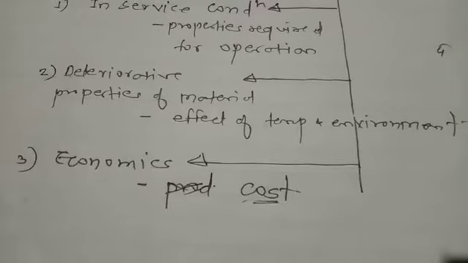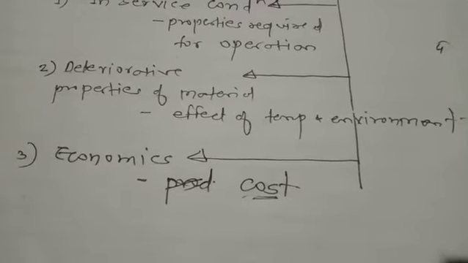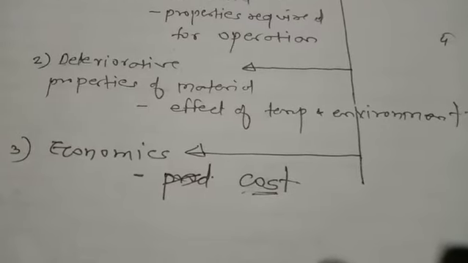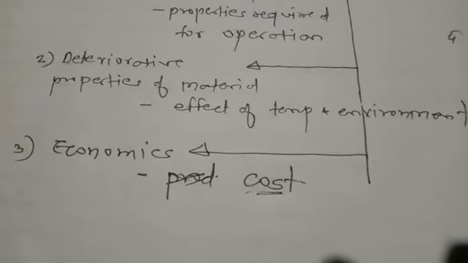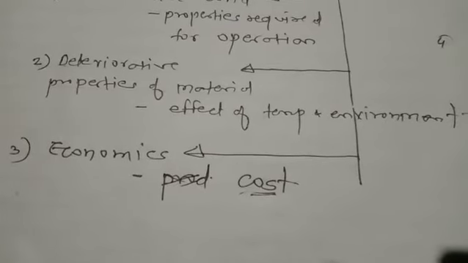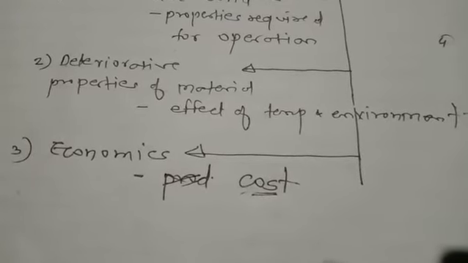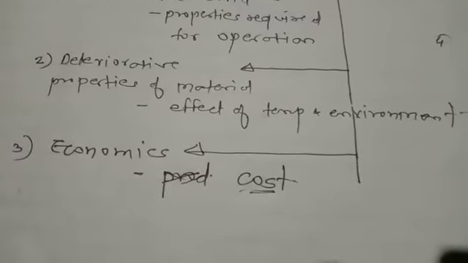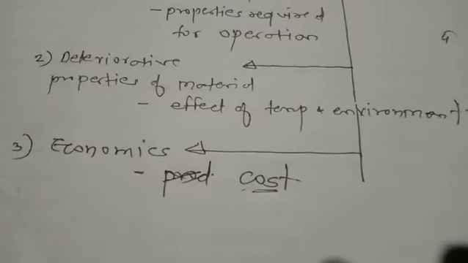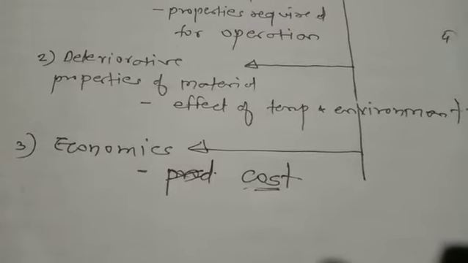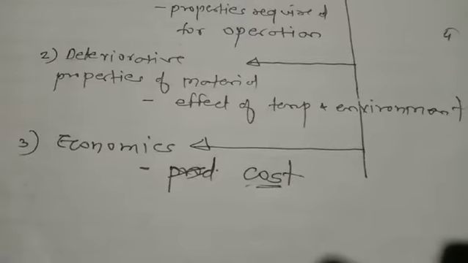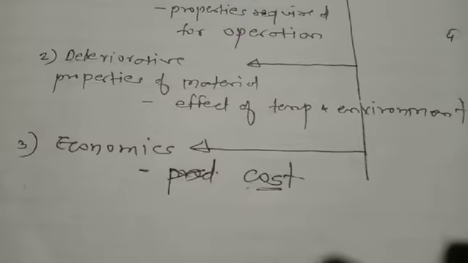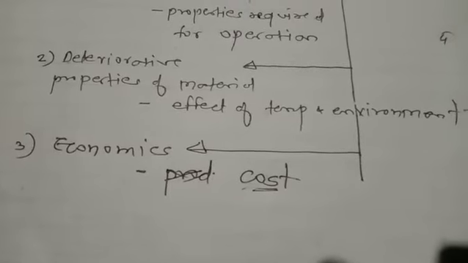Suppose we are designing a component, but the company or customer who is going to buy it is not going to give you more money, so definitely, what will you have to do? You have to make an adjustment between properties and the particular cost. If the customer is giving you more money, then definitely you will get a better material, and that will give better properties.